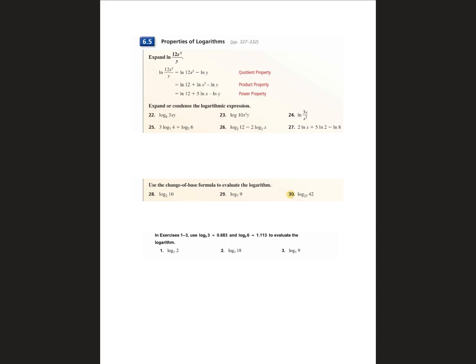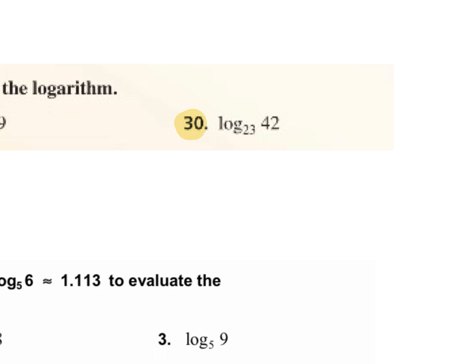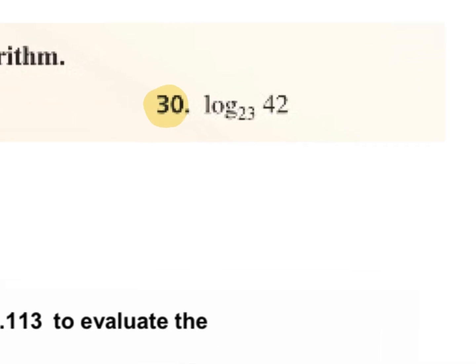Let's take a look at number 30. So it says use the change of base formula to evaluate the logarithm. How would I evaluate this? Awesome. Log of 42 divided by log of 23. You have to take the log of both of them. Remember, base goes on the bottom.